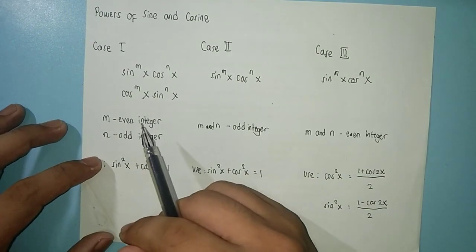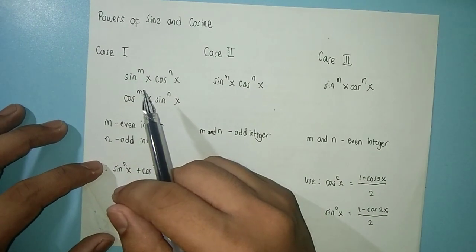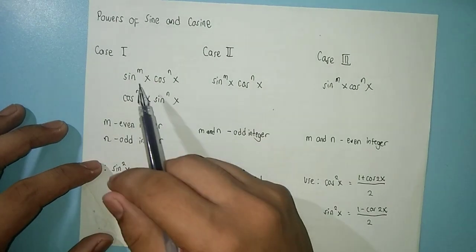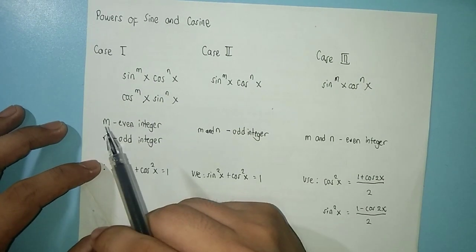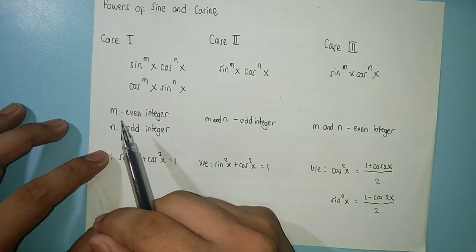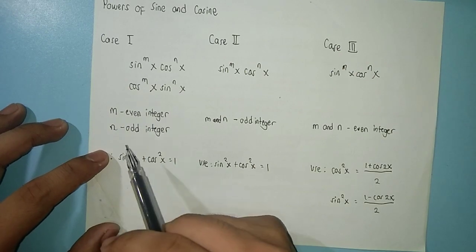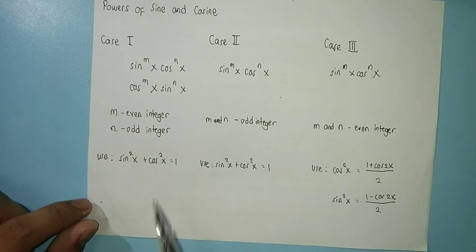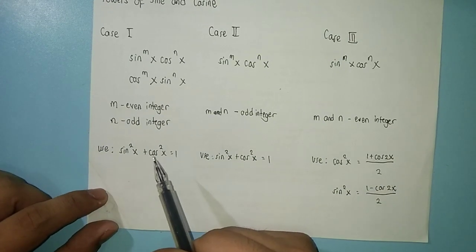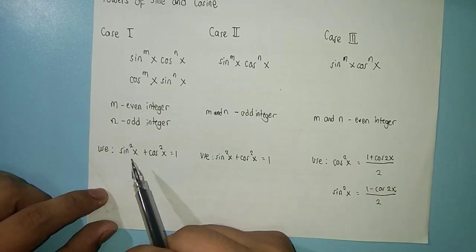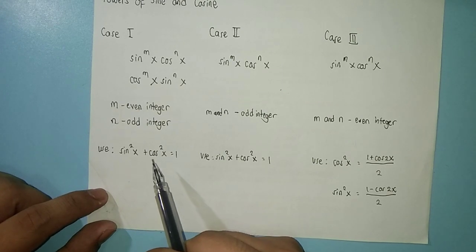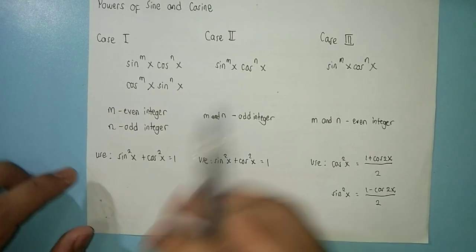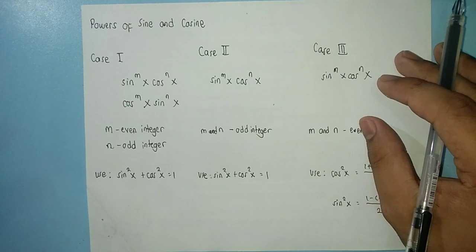So sa case 1, kapag meron tayong sine and cosine with power m and n, tapos yung isang exponent ay even integer, yung isang exponent ay odd integer, gagamitin natin yung trigonometric identity na to. Square of sine x plus square of cosine x equals 1. So punta na kagad tayo sa example.